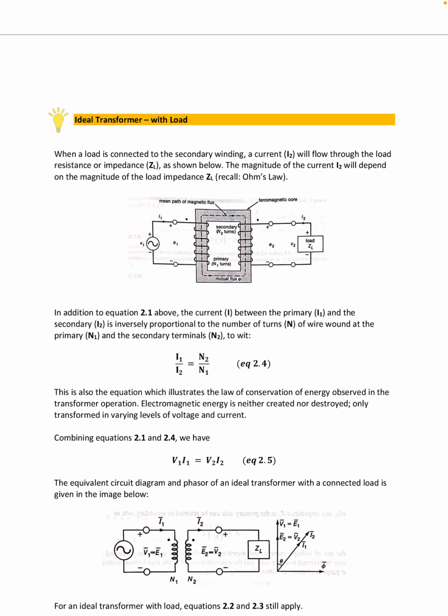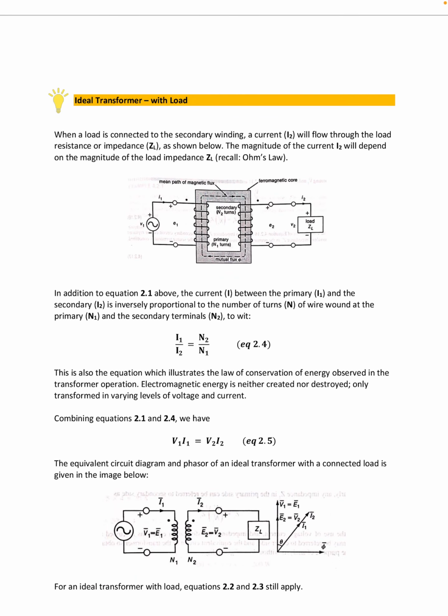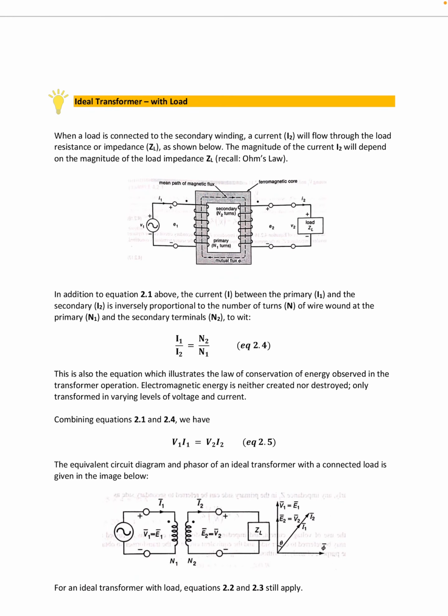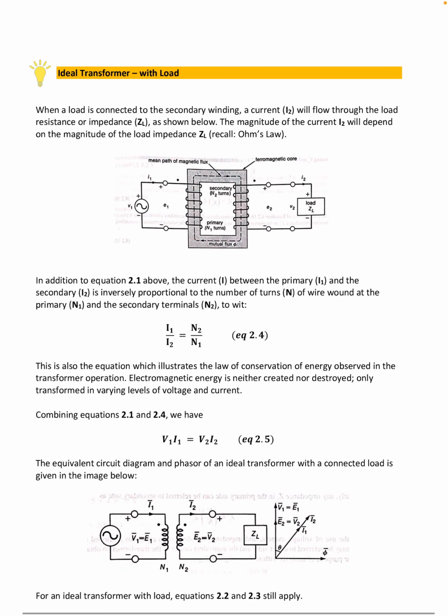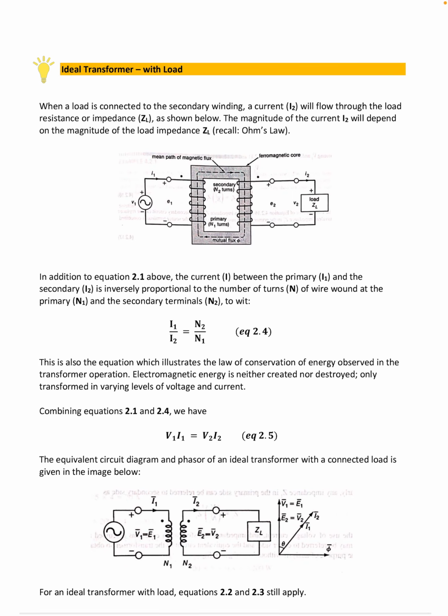So karon let's move on with an ideal transformer with load. So ang difference ani with no load is that naa nay load na connected, which is represented by a load resistance or impedance, which in this illustration is represented by ZL. Since we're dealing with AC electricity in this particular course, it is proper that we use the term impedance. So vector quantity na siya.